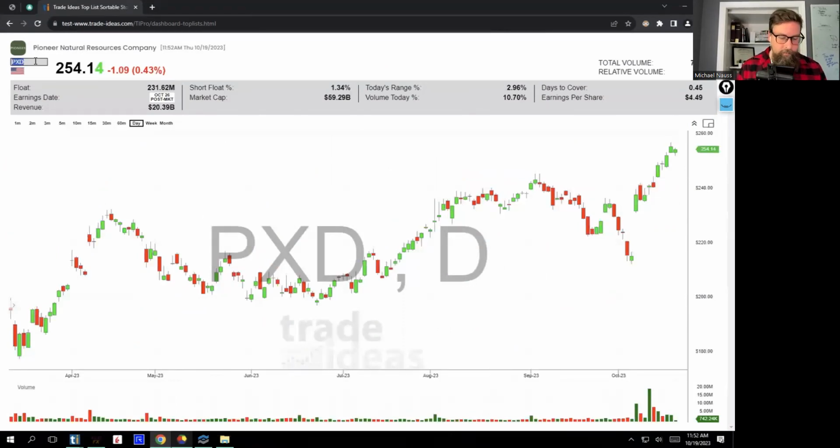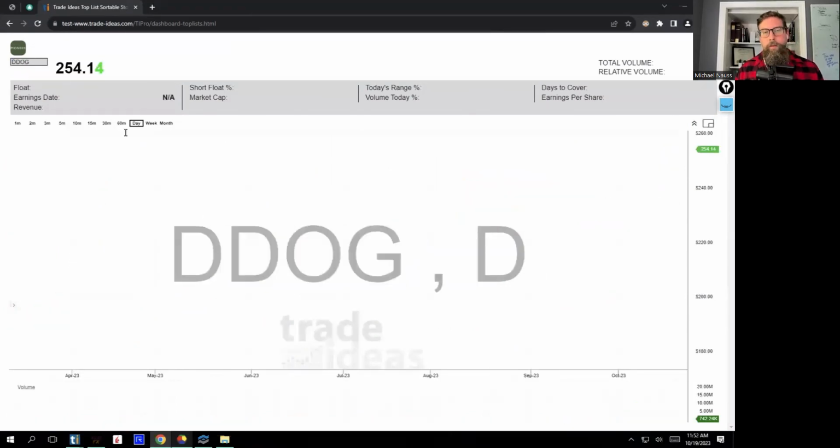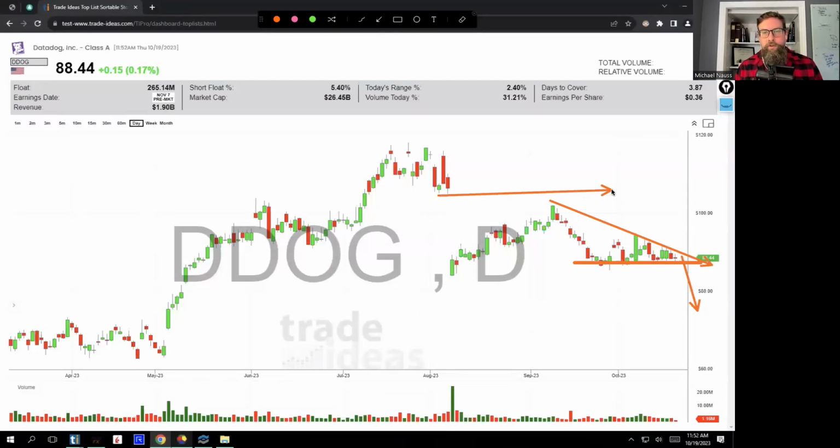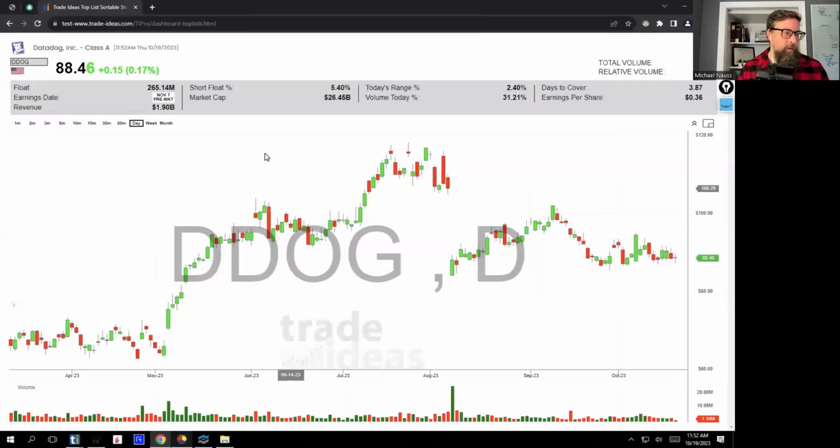Datadog, DDOG. Datadog is just stuck in a range. It's really not too much. Now, unfortunately, this kind of looks like a descending triangle, right, where we have lower highs and then equal lows. So if that breaks, I would look out below. It looked like it tried to retake this gap, but it failed. So not a great look there.